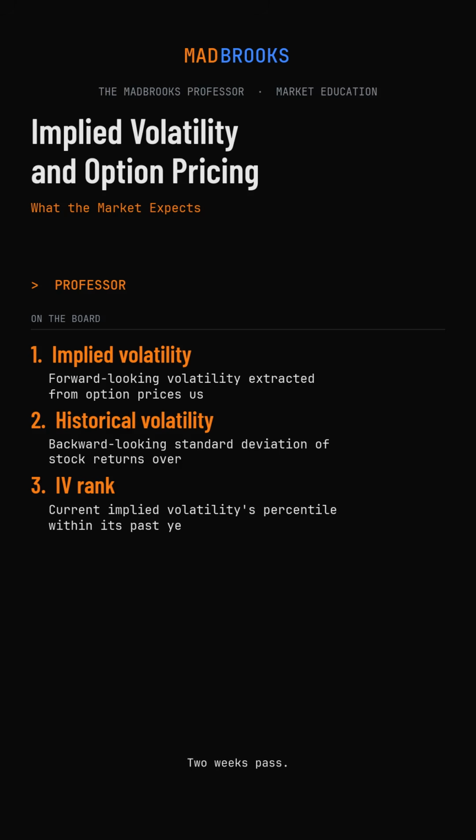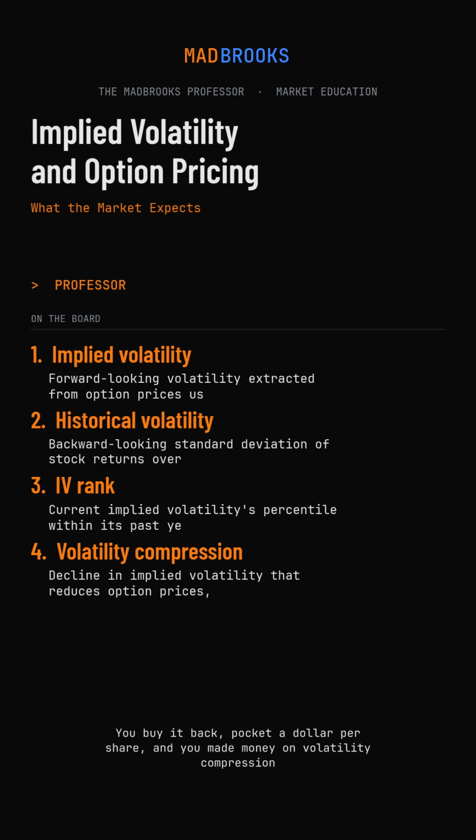Two weeks pass. The stock is still at 100, hasn't moved, but implied volatility drops from 30 to 22%. The put you sold for $2 is now worth $1. You buy it back, pocket $1 per share, and you made money on volatility compression without the stock moving in your favor. Flip it. Same stock, same $100 price, but now implied volatility is 18% and IV rank is 15%.